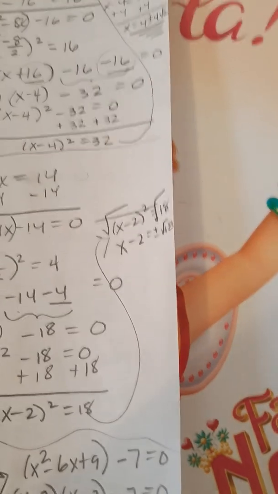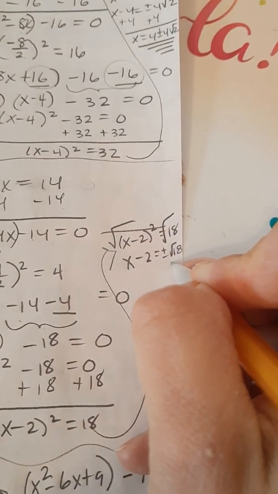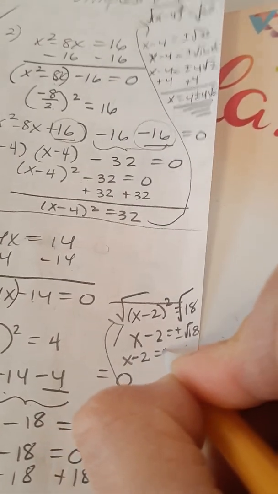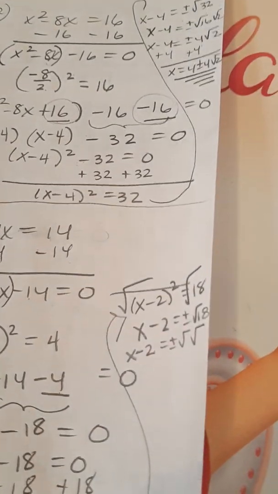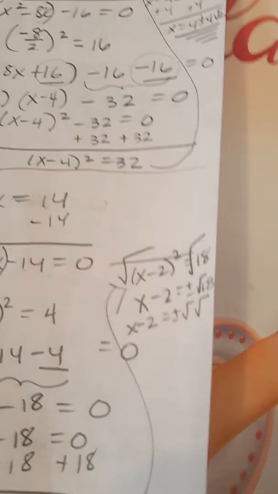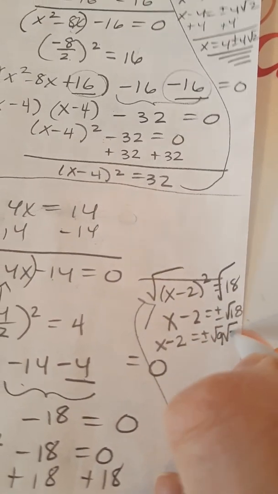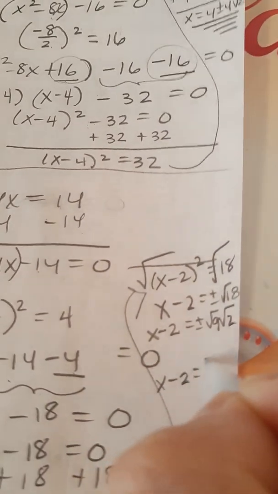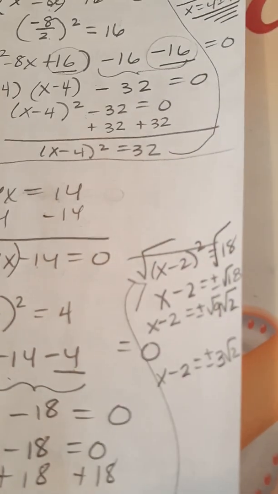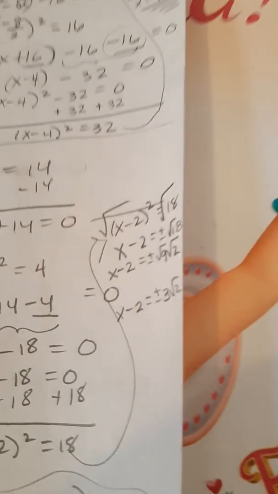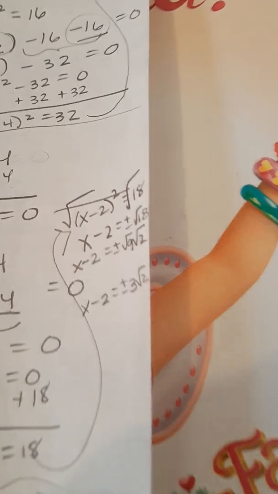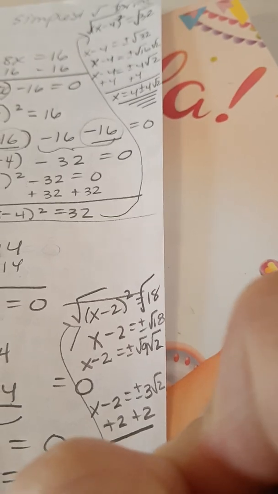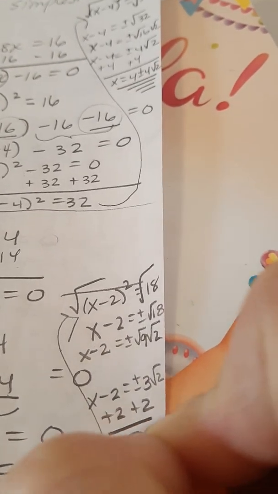Okay, so then the 18 can be simplified. So you have x minus 2 equals plus or minus the largest perfect square that divides into 18, which is 9. 9 divides into 18 twice. So you get x minus 2 equals plus or minus 3 radical 2. Add 2 to both sides. Your final answer is x equals 2 plus or minus 3 radical 2.